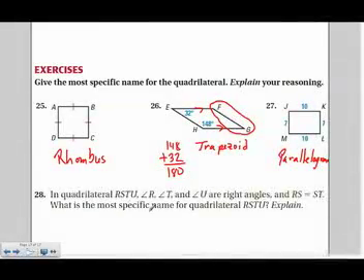In quadrilateral RSTU, R, T, and U are right angles, and RS is equal to ST. What is the most specific name? Well, if RS is right next to ST, and they're congruent, and all of these angles are 90, then this must be a square, because adjacent sides are congruent, and they're all 90. That's it.